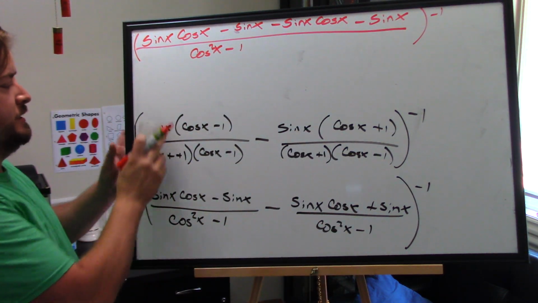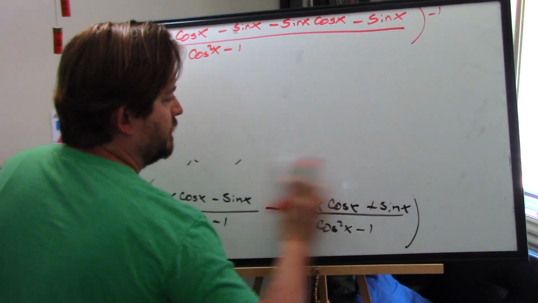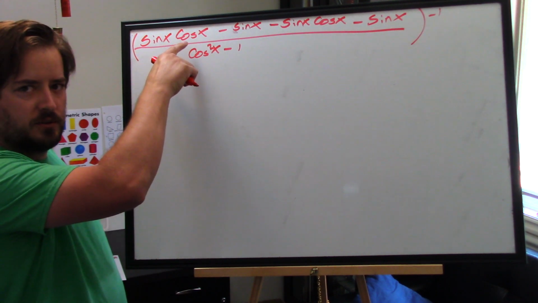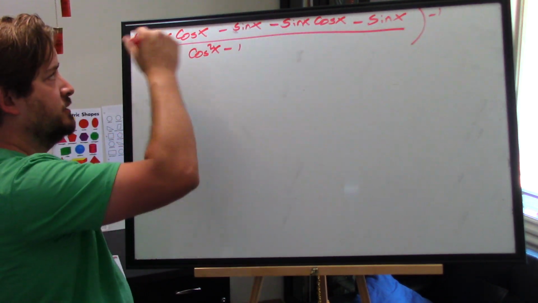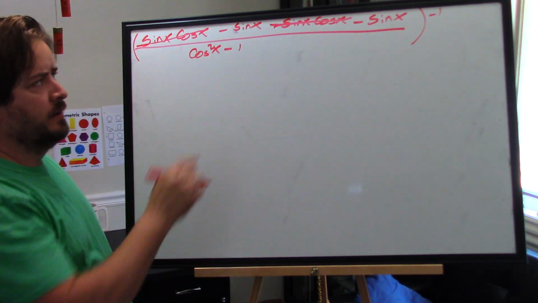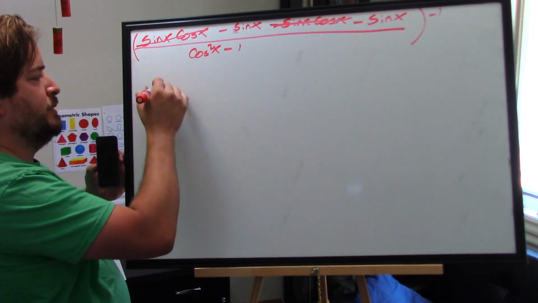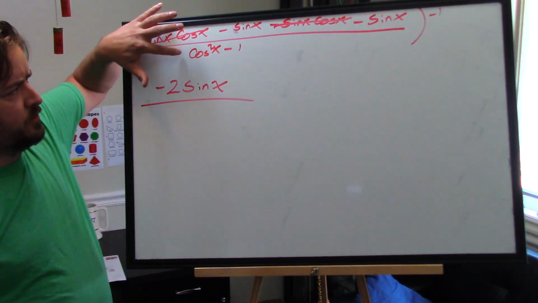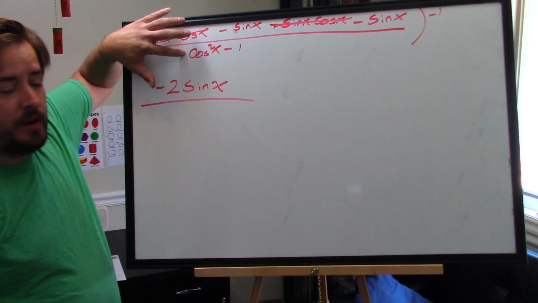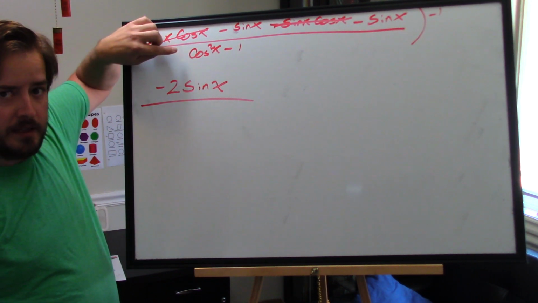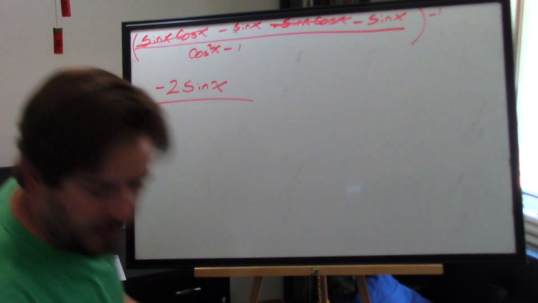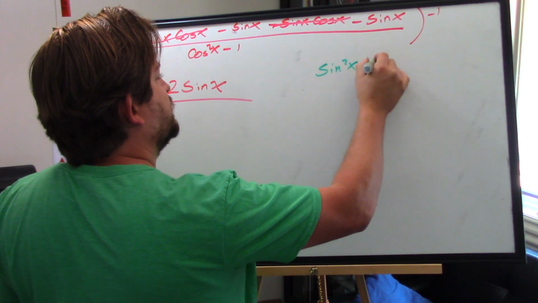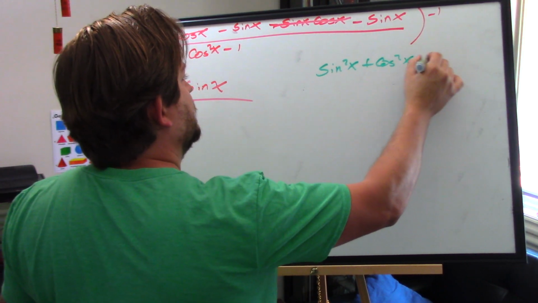Now I can clear a little bit of stuff up. Let me clean my board up. But I can clean this fraction up quite a bit because I have a positive sine x cosine x and negative sine x cosine x, so they cancel each other out. They're gone. Minus sine x, that's minus 2 sine x over, and this cosine squared x minus 1, be careful with your Pythagorean theorem, that becomes a minus sine squared, right? Because I have sine squared x plus cosine squared x equals 1.